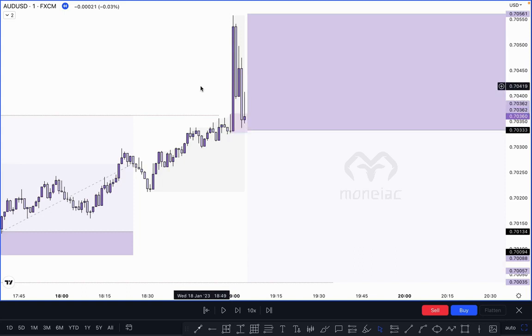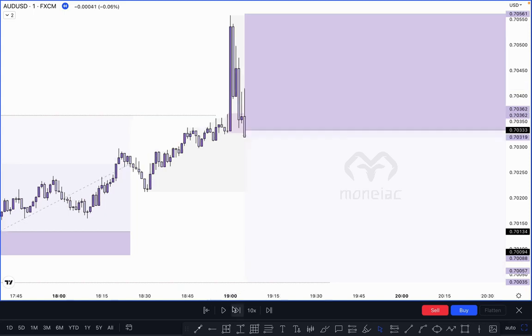I'm not focusing on CHoCH, pause, flip, or anything. I'm just focusing on the single candle mitigation based entry. So let's see what happened next.